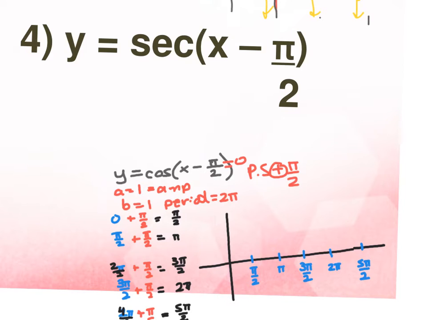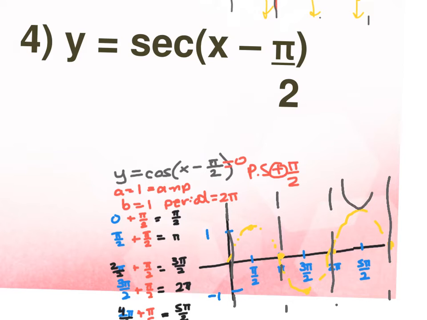Okay, it's cosine, so we're going to start at the amplitude, which is 1, and then work our way down. So 1, 0, -1, 0, 1. That's my cosine curve. For cosine, I'm just going to drop down either side of it. Where it intersects the x-axis is my asymptotes. And then the parabolas bounce off the max and the min.